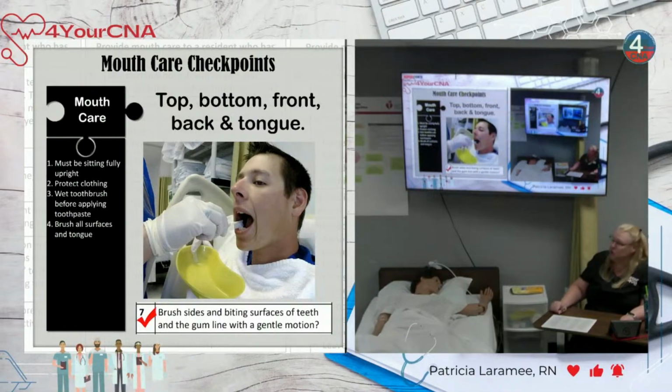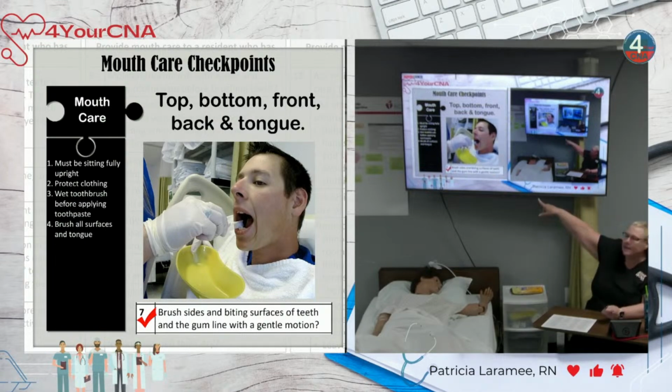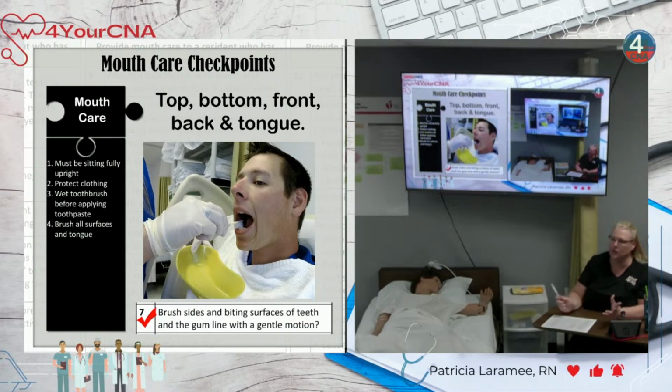We're going to brush whatever they've got. This is it. Everybody gets caught up with the brushing thing. Do you have to do 2 minutes? Do you have to do the front first or the back first? This is your whole checkpoint on brushing teeth. It says brush sides and biting surfaces of teeth and the gum line with a gentle motion. That's it. That is your mouth care brushing teeth checkpoint. That's all it says. So they don't care.